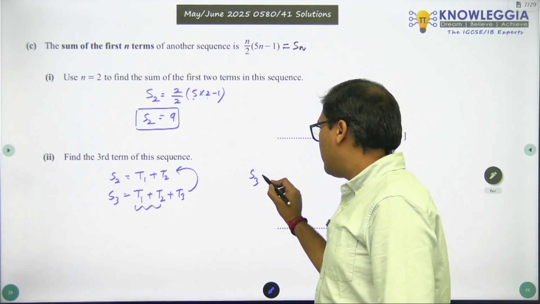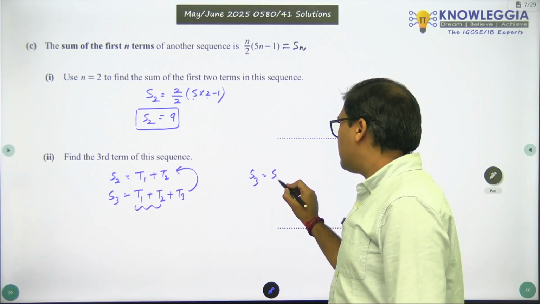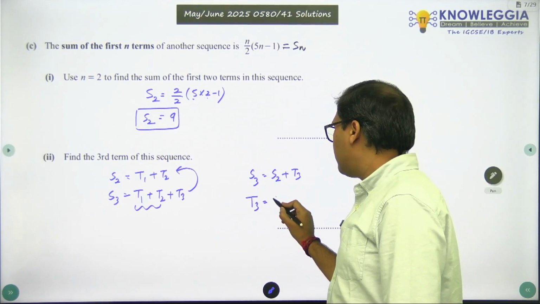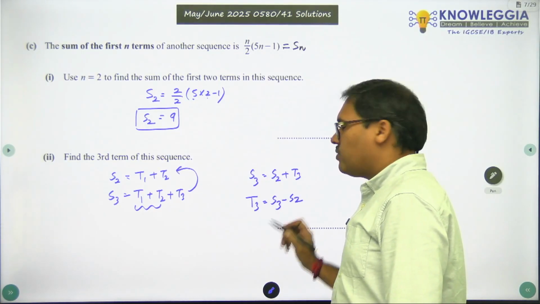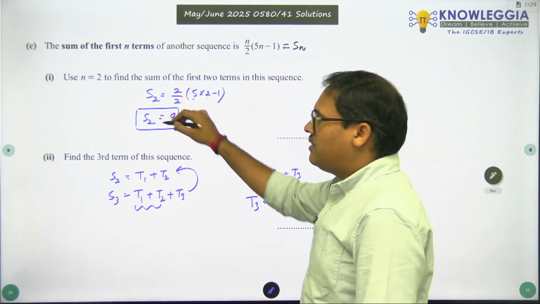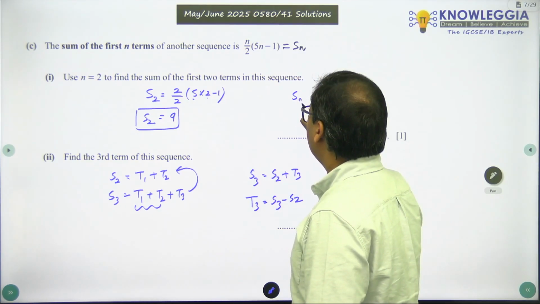S3 is basically T1 plus T2, which is the sum of 2 terms, that is S2, plus T3. So what is the third term? The third term is S3 minus S2. Now, what is the meaning of this? This is the sum of 3 terms. So what is the sum of 3 terms? The sum of n terms is given to you.